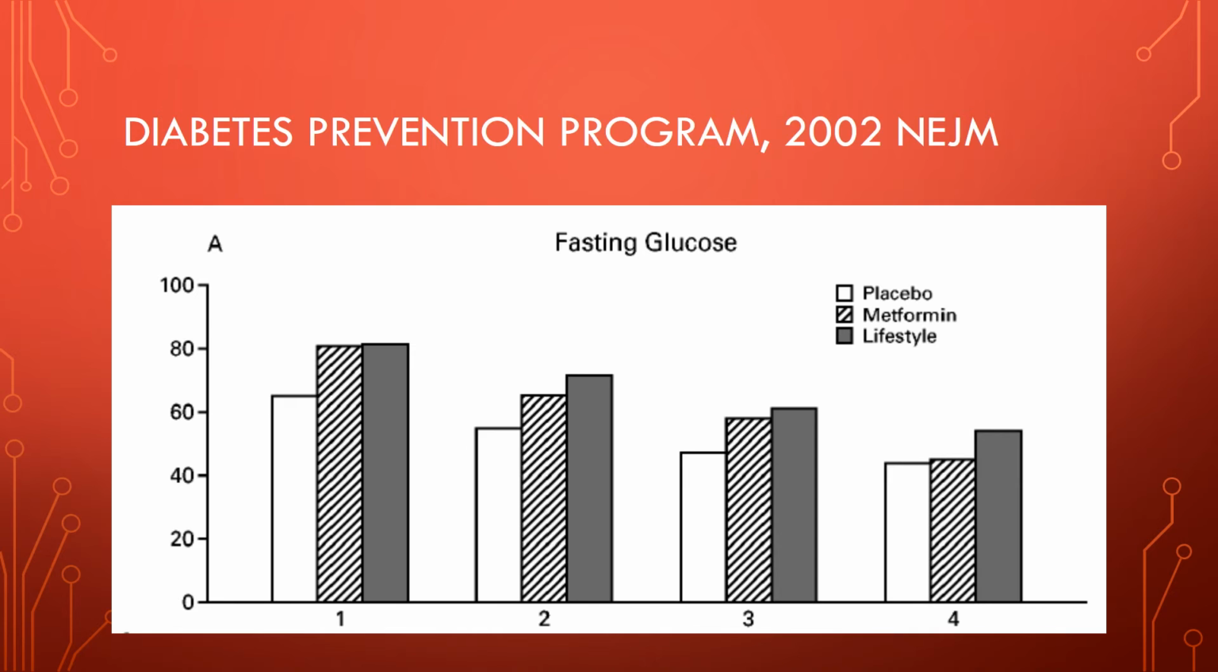This is data from the same study. On the x-axis, you see the years of follow-up, year 1, 2, 3, and 4. And you're looking at fasting glucose levels. So you want the fasting glucose levels to be lower. And there was not a lot of difference. I know these look a little bit different, but statistically there weren't differences in fasting glucose, except that from year 1 to 2 to 3 to 4, glucose levels went down in everyone.